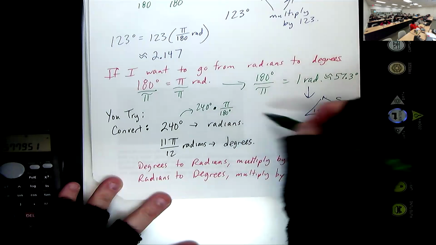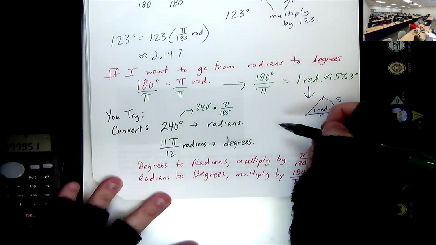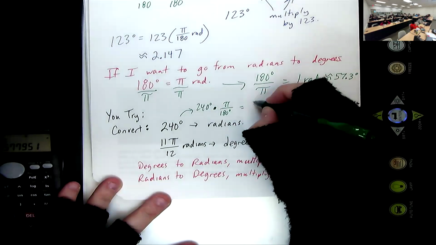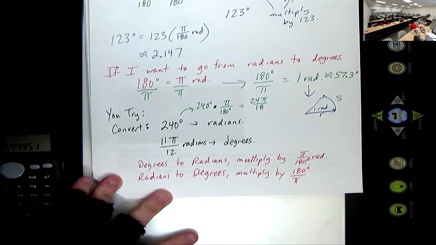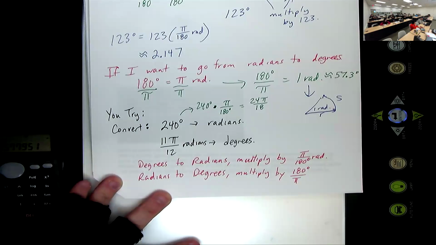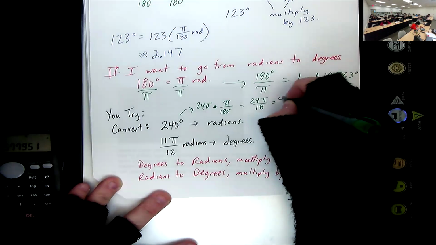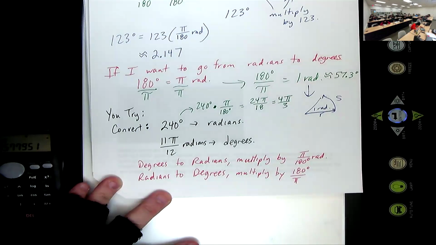Well, these are both multiples of 10, right? So if I divided top and bottom by 10, I'd have 24 pi over 18. I can still simplify more, can't I? They're both divisible by 6, right? If I simplify more, I get 4 pi over 3.